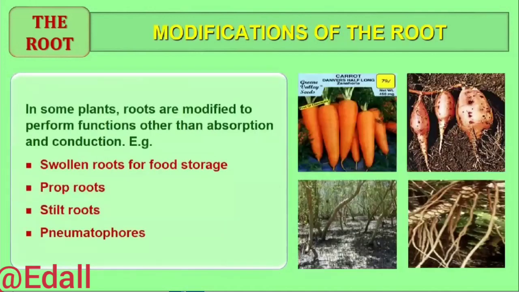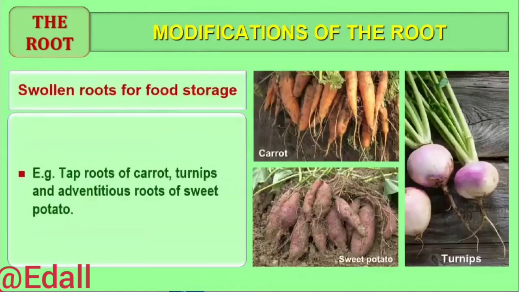5.1.2 Modifications of root. Roots in some plants change their shape and structure and become modified to perform functions other than absorption and conduction of water and minerals. They are modified for support, storage of food and respiration. Taproots of carrot, turnip and adventitious roots of sweet potato get swollen and store food. Can you give some more such examples?